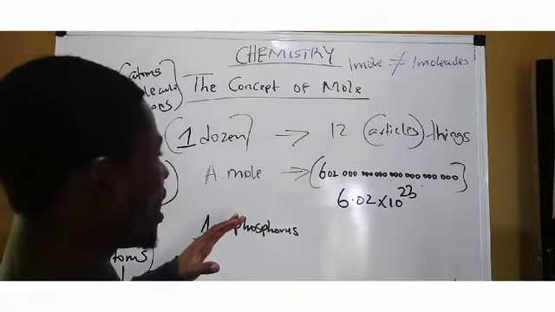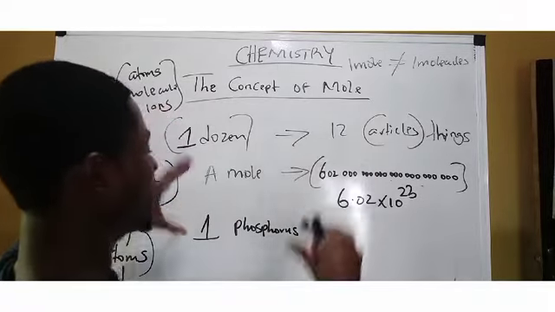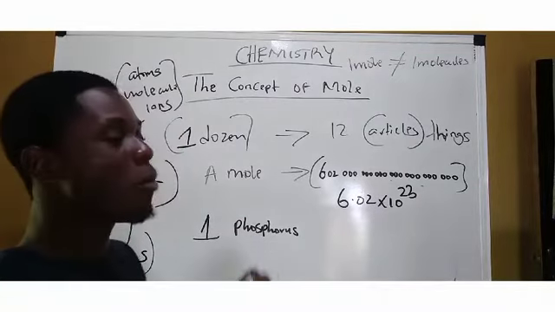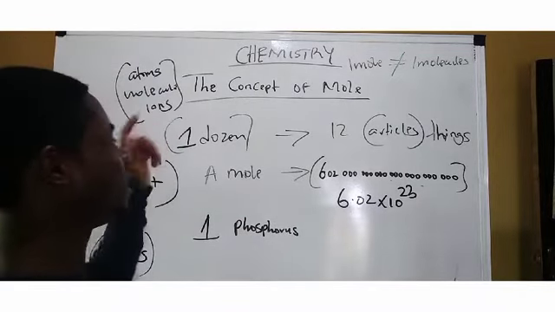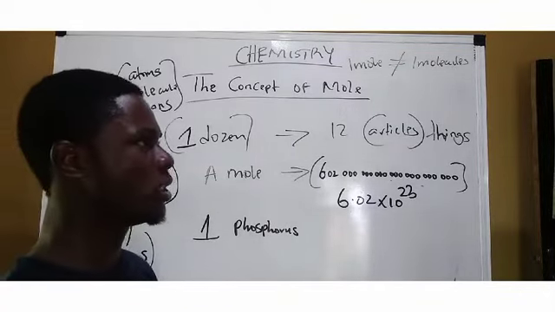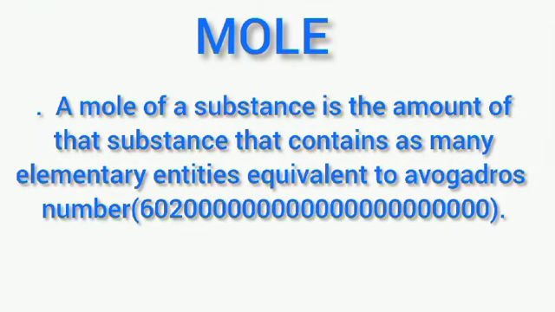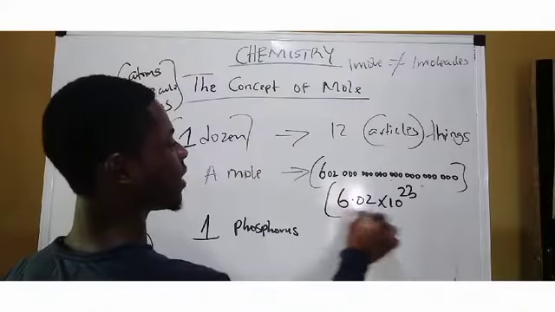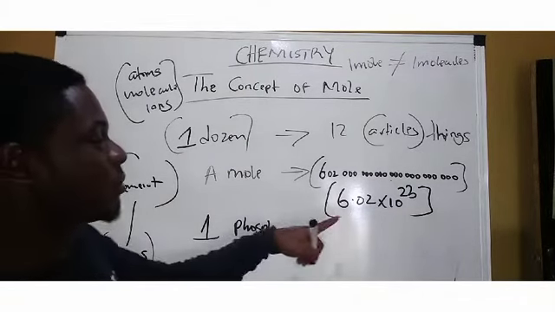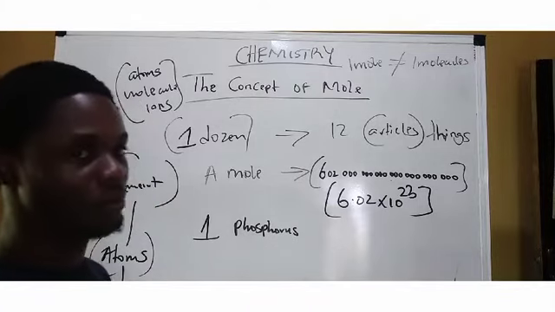The only difference between the pen example I used and that of an element is that the particles coming together to give a mole of that substance are the elementary entities. So at this point I need to give the definition to bring it full circle. A mole of a substance is the amount of that substance that contains as many elementary entities as are equivalent to 6.02 times 10 to the 23rd, which is this value.